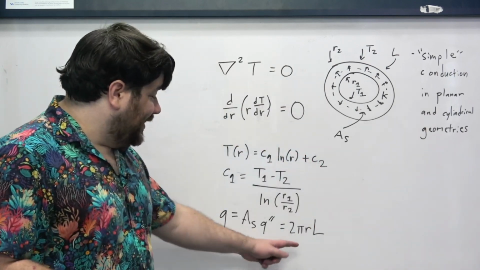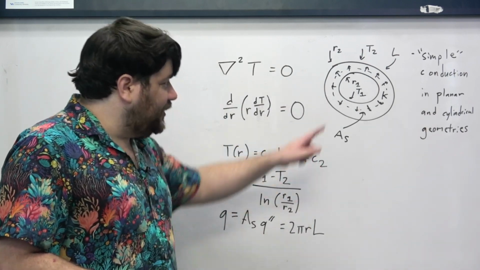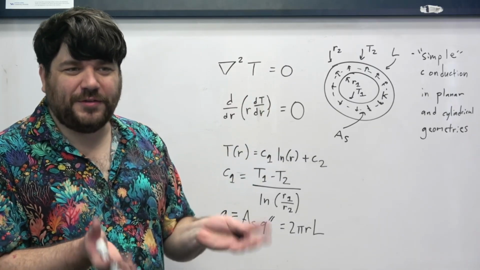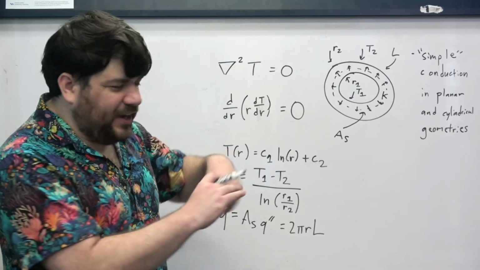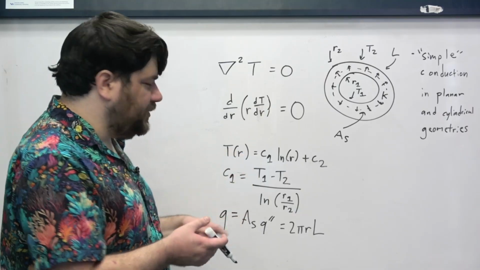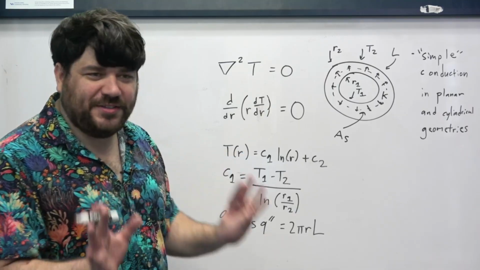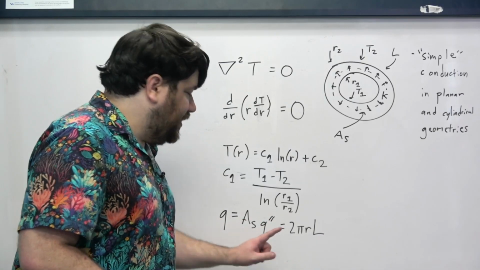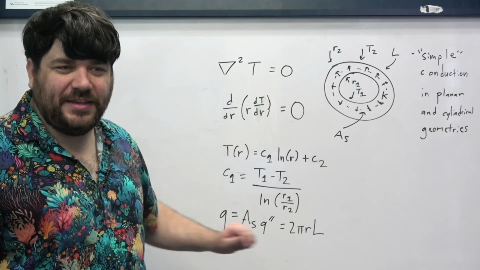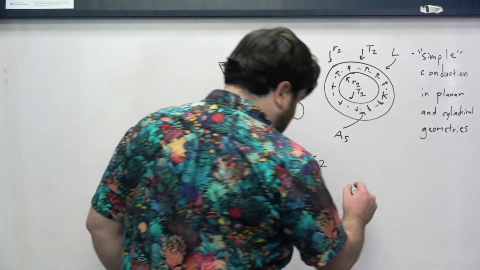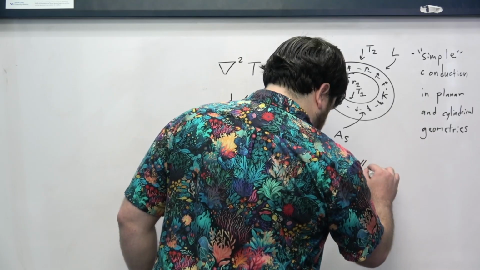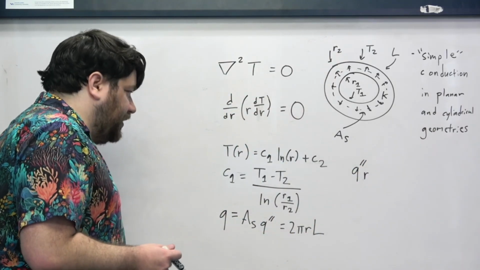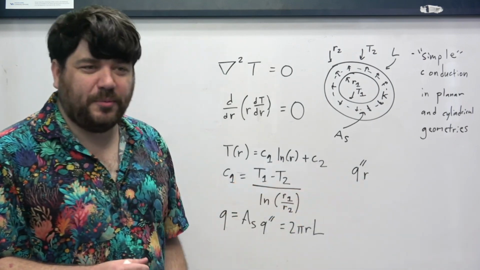So notice that this surface area actually depends on where you take the cut. Before, the surface area of the cut that we were making didn't matter in planar systems. It was always the same. Here, now it actually matters. Now we can ask ourselves, what is the heat flux? Well, it's pulled from the exact same expression that we had before for heat fluxes, right? So what we want is this Q double prime r.